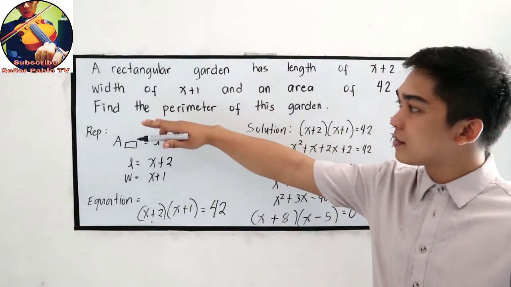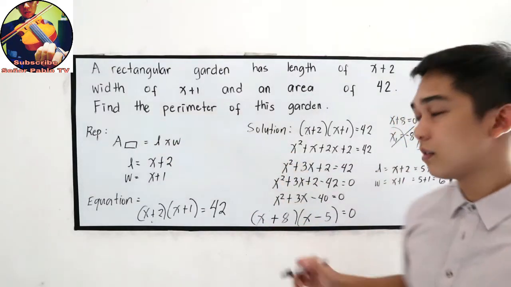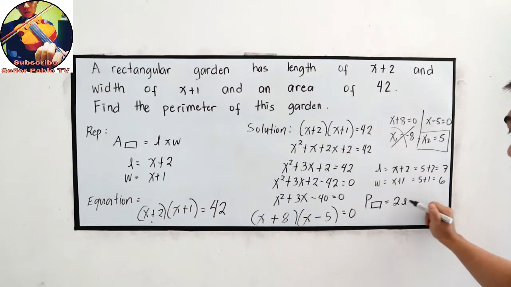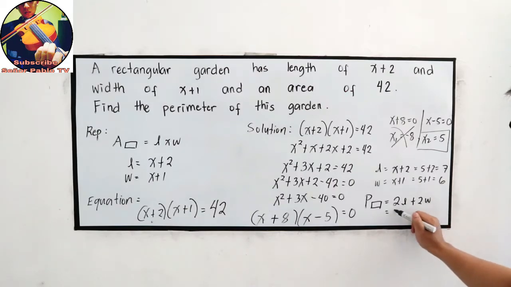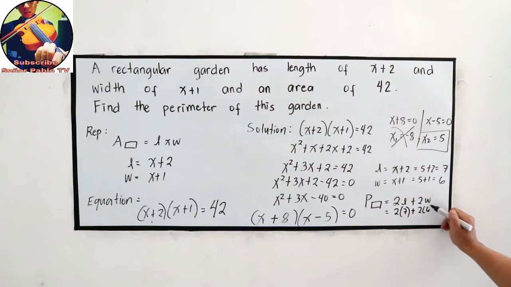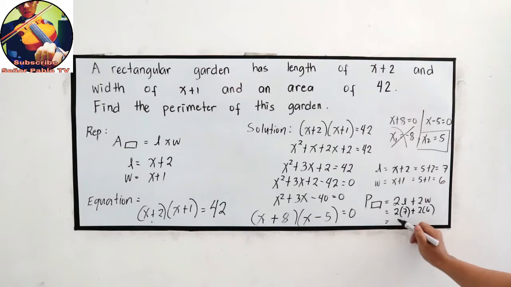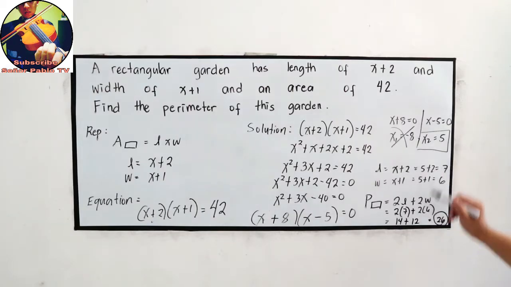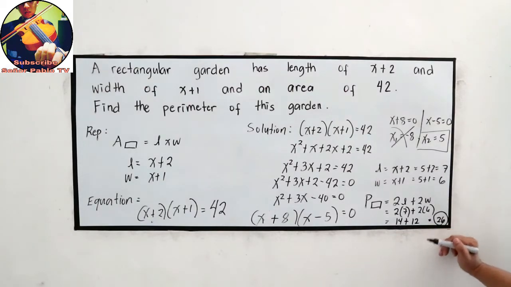Our final question is, find the perimeter. Perimeter of a rectangular garden is equal to 2 length plus 2 width. So 2 times the length, 7, plus 2 times the width, 6. So 2 times 7, that is 14, plus 2 times 6, that is 12. So add 14 plus 12, that is equal to 26. So for the final answer, the perimeter is 26 units.